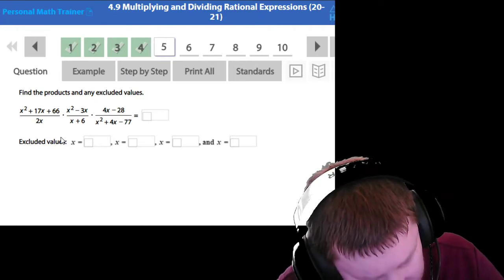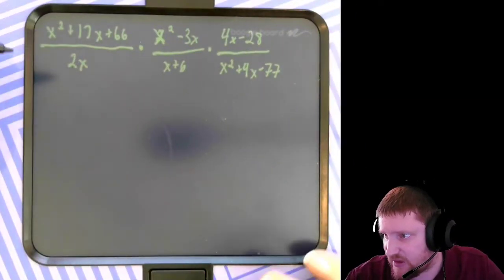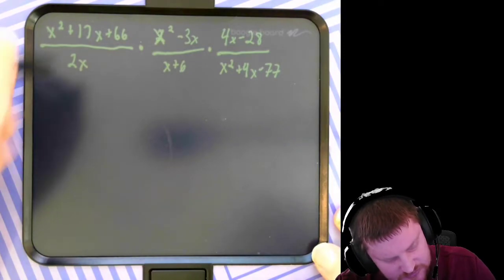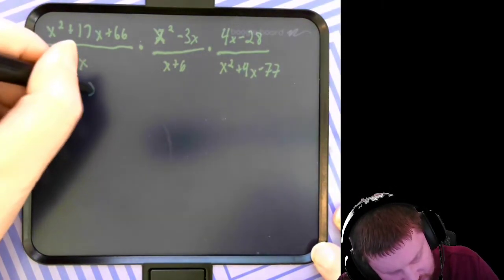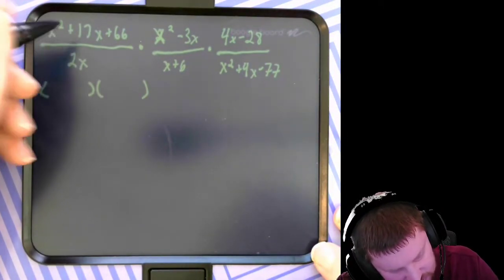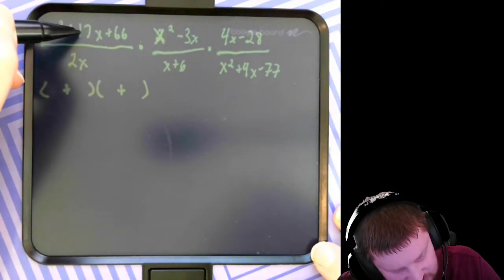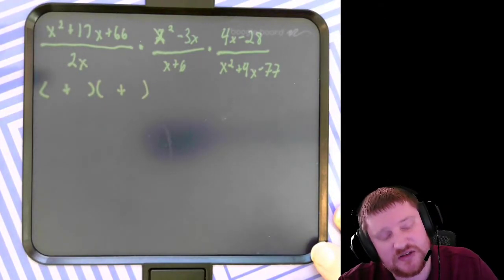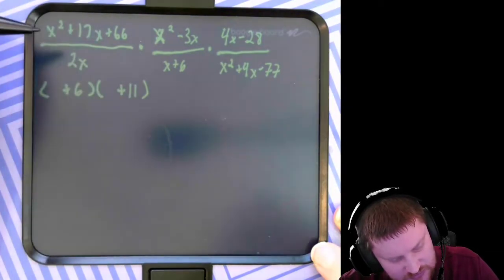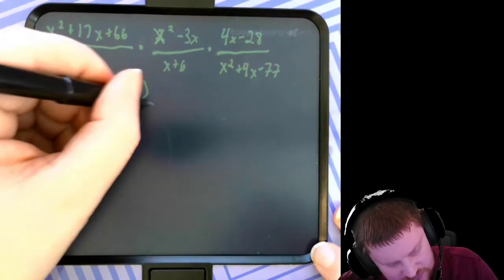Alright, well, start at the beginning. X squared plus 17x plus 66. Well, it's a trinomial, so it's going to factor into two binomials. Addition here at the end, that means they're both the same. Addition here, that means they are both plus. Factors of 66 that equal 17. Well, 66 is 6 times 11. 6 plus 11 is 17, so I have 6 and 11. And then the factors of x squared are x and x.